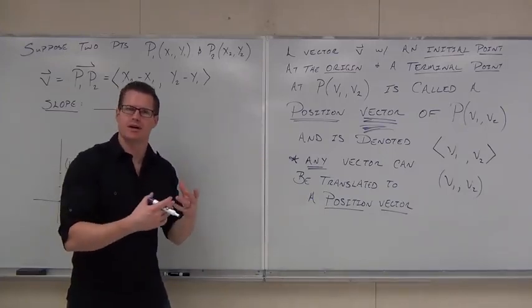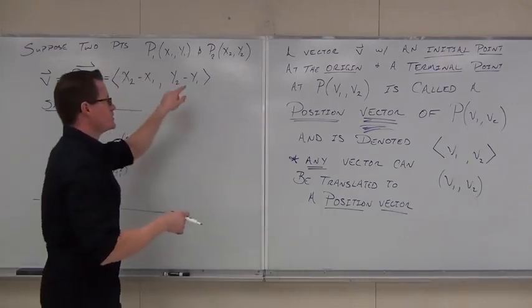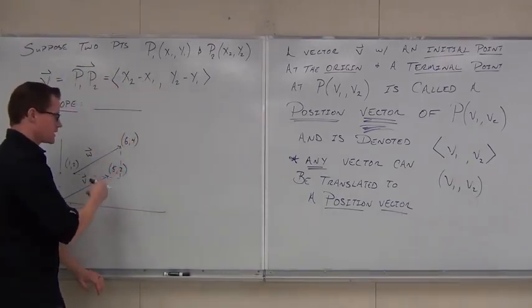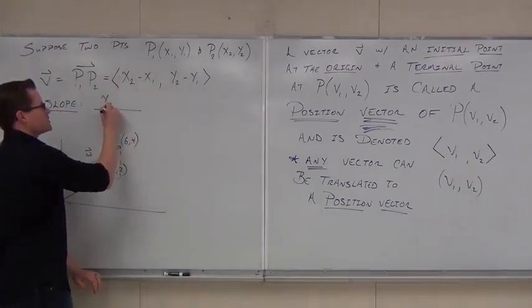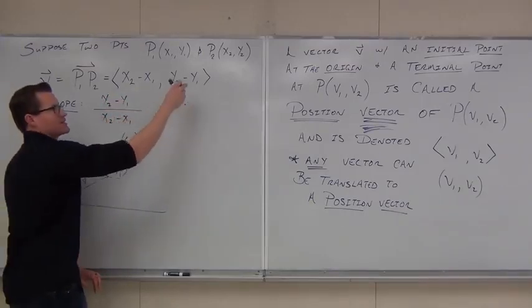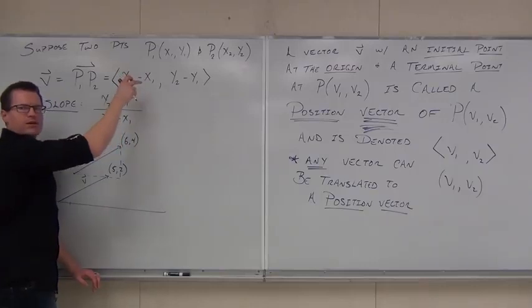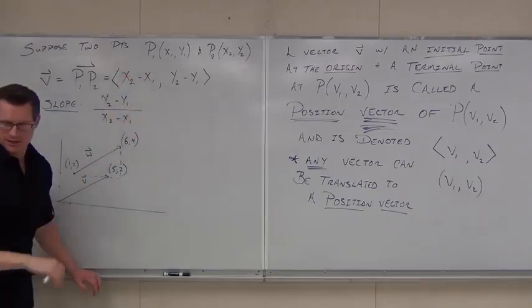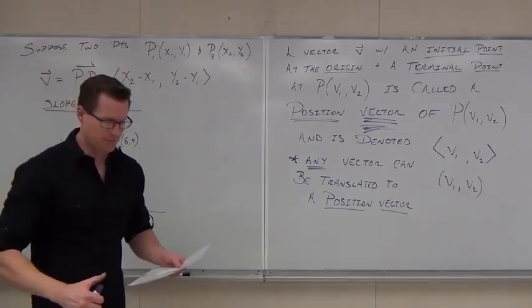So when you have a position vector, it's easy. The slope is given to you, it's y over x. That's what's kind of nice about this. So y2 minus y1 over x2 minus x1, yeah. But it's this number over this number if you have a position vector. It's very nice. Done for you, basically.